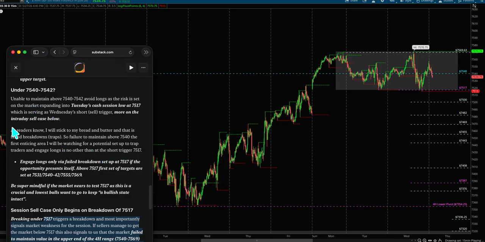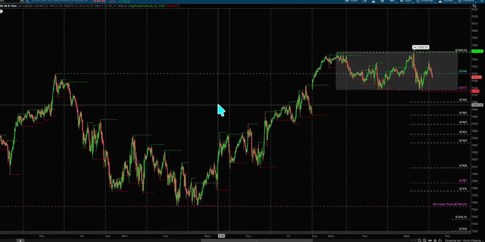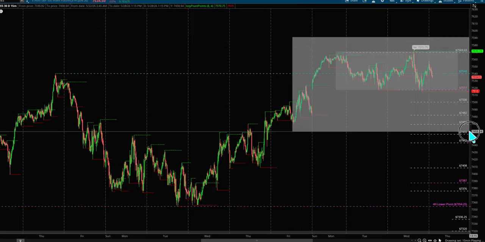99.9% of the time I'm in the market. That's the main setup. I mentioned it here. Said, as readers know, I'll stick to my bread and butter, that is failed breakdowns. So failure to maintain above 75.40, the first enticing area I'll be watching for a potential setup to trap traders and engage long is no other than at the short trigger 75.17. Engage longs only via failed breakdown setup at 75.17 if the opportunity presents itself.